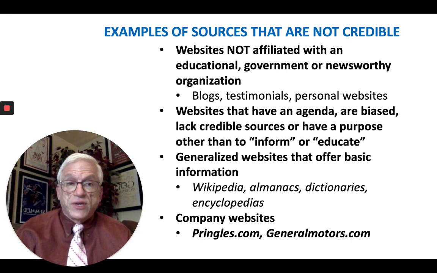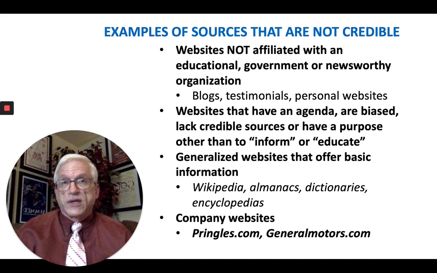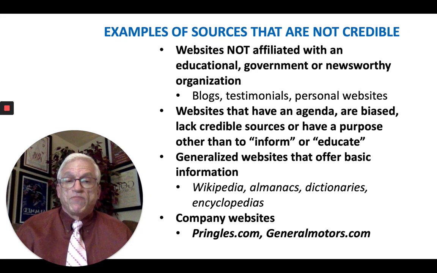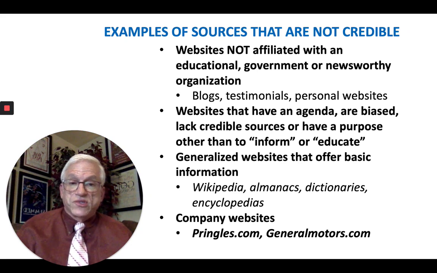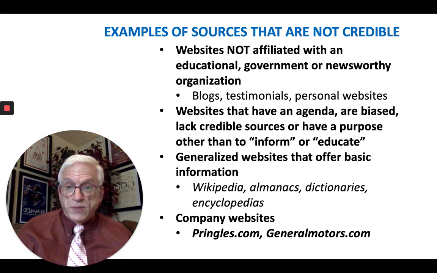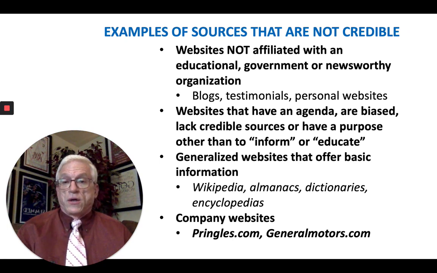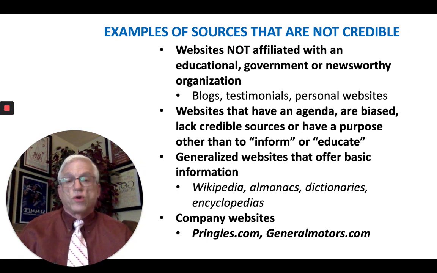Websites that have an agenda, that are biased, that lack credible sources or have a purpose other than to inform or educate. There are a lot of conspiratorial websites, a lot of websites that put out false information, and you can tell if they don't have a source that's linked to it. Generalized websites. These are things like Wikipedia, almanacs, dictionaries, encyclopedias. None of those are going to be considered credible resources for this speech. You find primary research that is not embedded in a secondary source like Wikipedia or a dictionary or an encyclopedia.